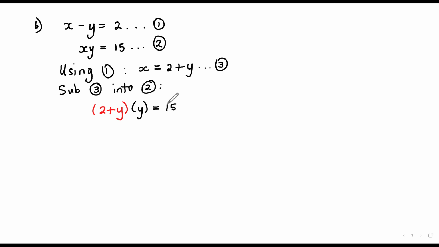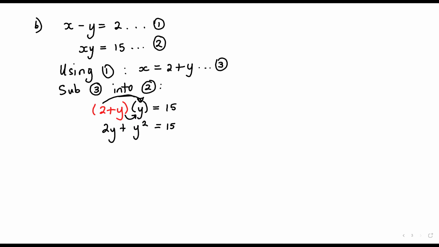Right? Now you have to use brackets when you're doing your simultaneous equations, especially for your substitutions. Otherwise, you could end up writing craziness, right? So xy means x times y, so I'll use brackets to represent the multiplication. And now I'm going to remove the brackets. So I'll say 2 times y, which would give me 2y, and then plus y times y, which gives me y squared. All of that is equal to 15.